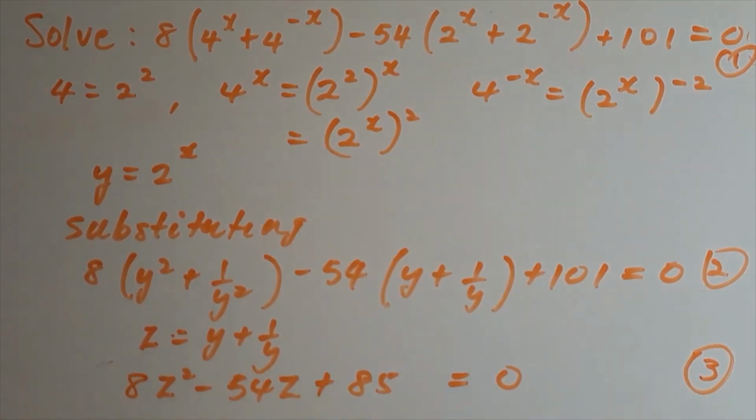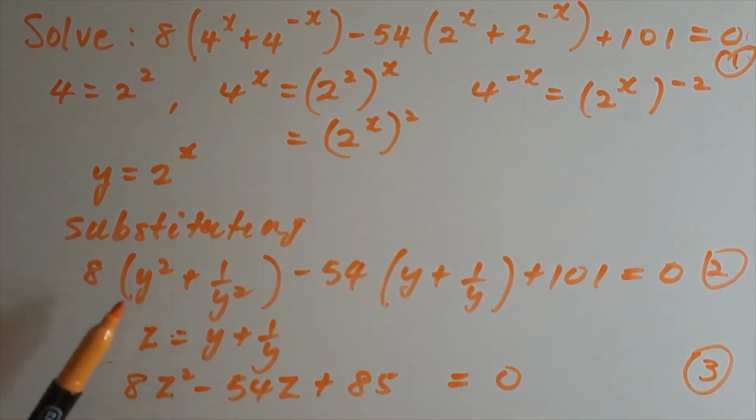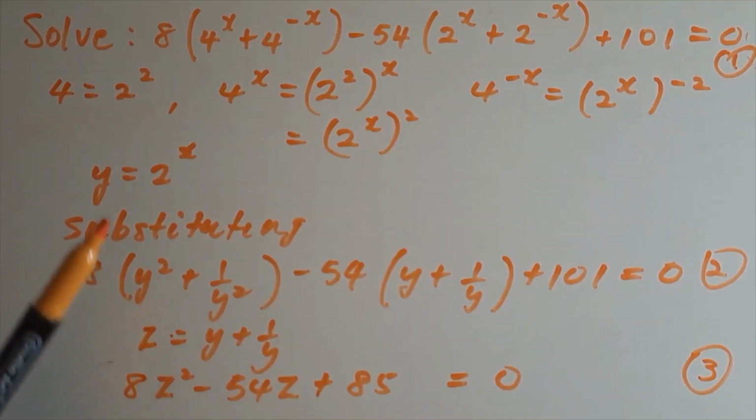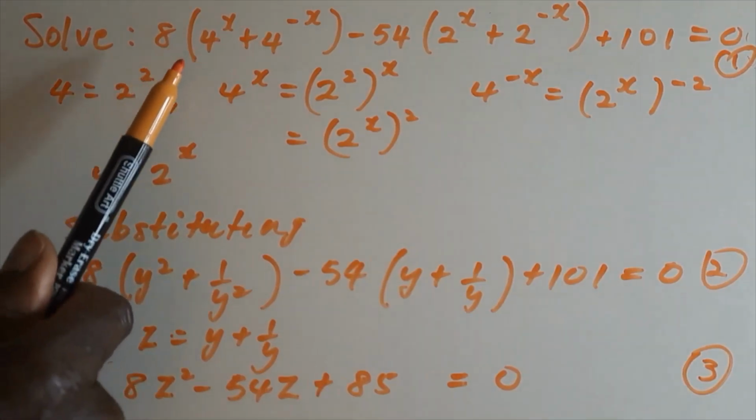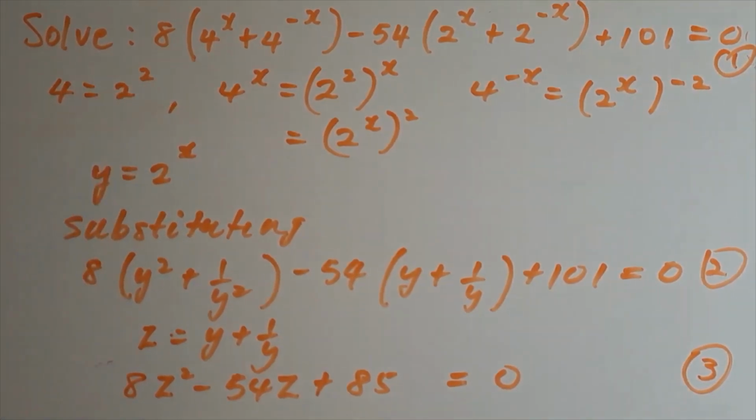In the next video, I'll be solving for z, and we're actually going to do it in reverse. We're going to solve for z first, then we solve for y, and then finally for x, which is the original unknown.